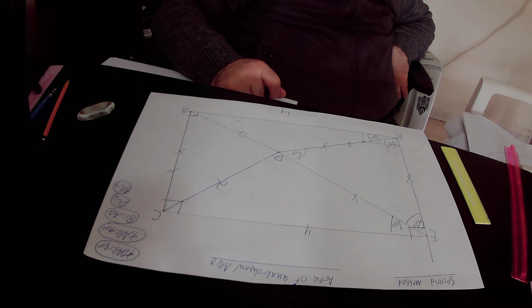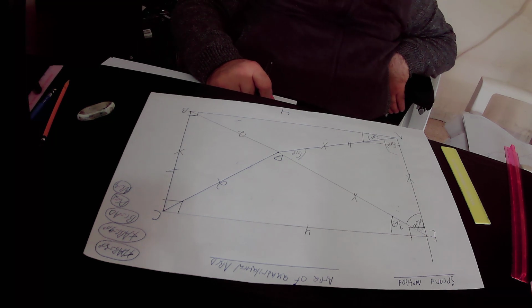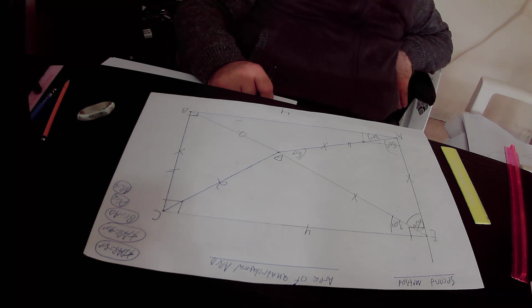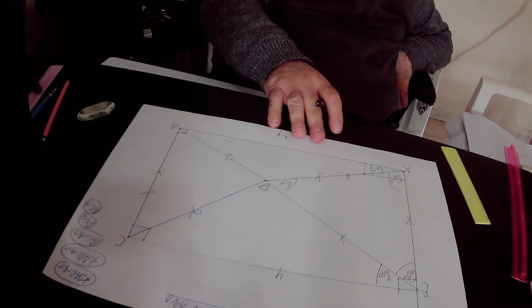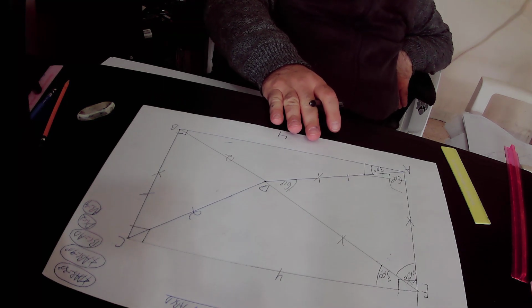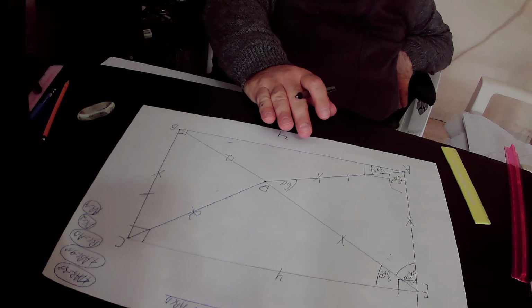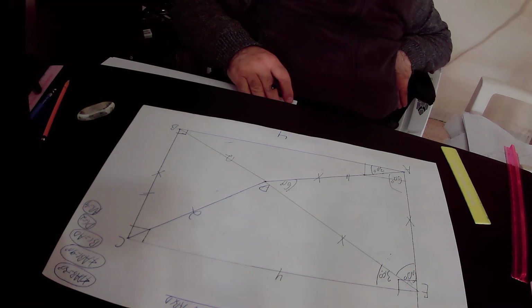In the next step, we will implement the law of cosines on this triangle ADB. So I will copy triangle ADB in a new page and we will implement the law of cosines in this triangle ADB.